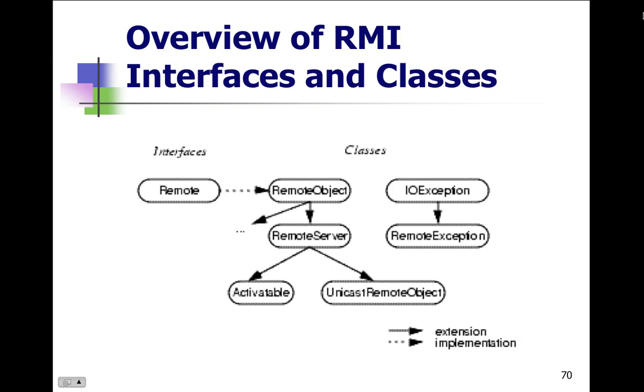So here's an overview of the RMI interfaces and the classes. We have the interfaces that are defining, and here are the classes. We have the remote object with the remote server, with the activatable, unicast and remote object extensions, and we have IO exception and remote exception. This is the best part about the entire concept: we have tons of built-in IO exception and remote exception. What if the object's not available? What if the object's busy? What if the object times out?